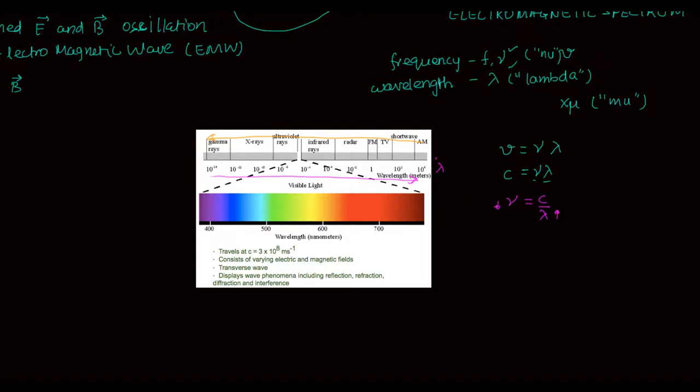Now let me come to this. This is an interesting thing. AM, this is AM wave, amplitude modulated wave. You'll read about them in another full chapter of communications in class 12. Okay, what an AM is. Then these are short waves. These are the waves that you use for TV, followed by the waves that you use for FM. Okay, this is called frequency modulation, frequency modulated waves. Then these are the waves that we use for radar.